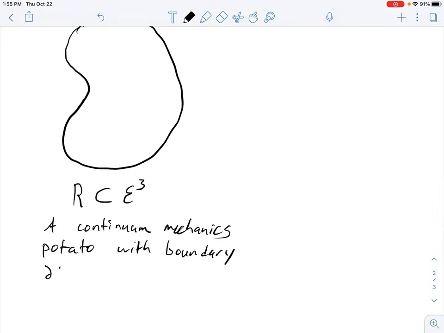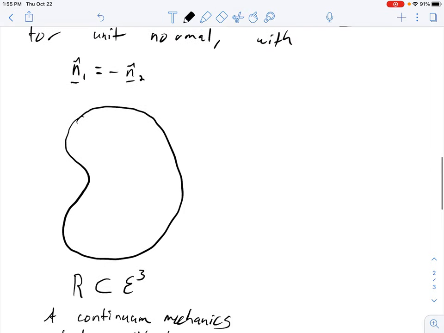And its boundary is ∂R, and it has volume. Vol(R) is greater than 0. All right, so this is R here, and its boundary is ∂R, and if we look at a point on the surface, here's a point X in the boundary, and here is N of X, the unit normal.